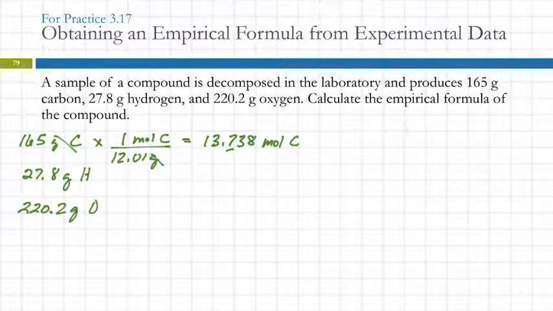So to convert hydrogen, we want moles, so moles go on top, grams go on the bottom. We find the mass on the periodic table, 1.008. And again, always use at least 4 sig figs in your molar masses.